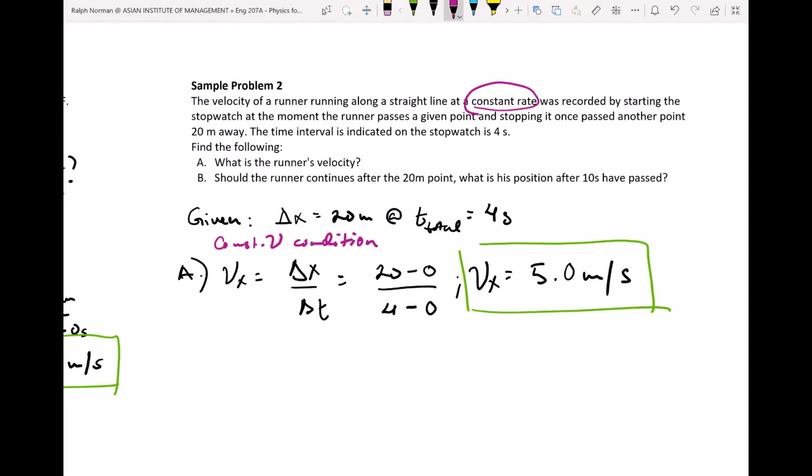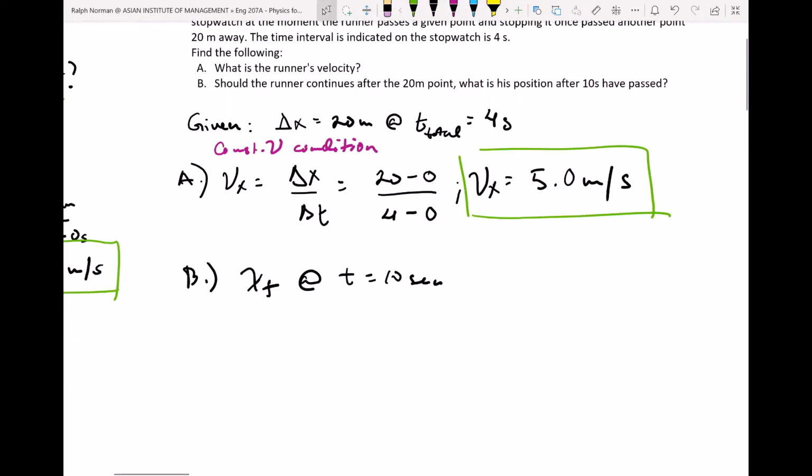Now for B, we can solve this live. We are asked to solve what happens if he moves way past the 20-meter mark. We're being asked what is the final position at t elapsed of 10 seconds. Since we know that this is a constant velocity condition, we can use the formula xf equals xi plus vx delta t.